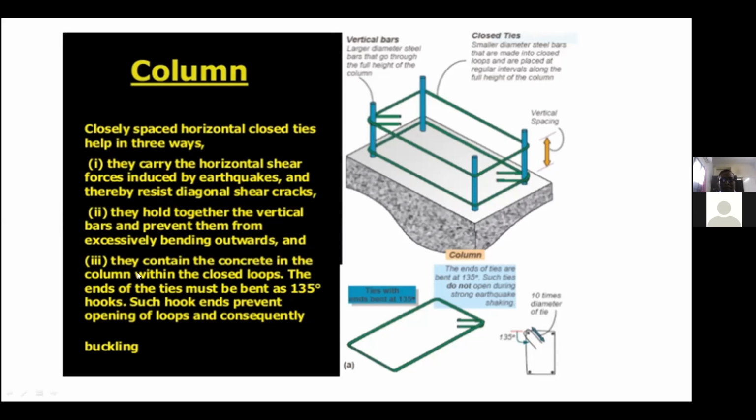The third point is that they contain the concrete in the column within the closed stirrups. The ends of the ties must be bent at 135-degree hooks. Such hooks tend to prevent opening of the ties and consequently buckling. The bar is compressed by the forces, and the stirrups prevent the buckling length. If the hook opens up, the length is going to move, so the steel bar is going to buckle and then fail. It can be avoided if you have the stirrups at a closer interval.